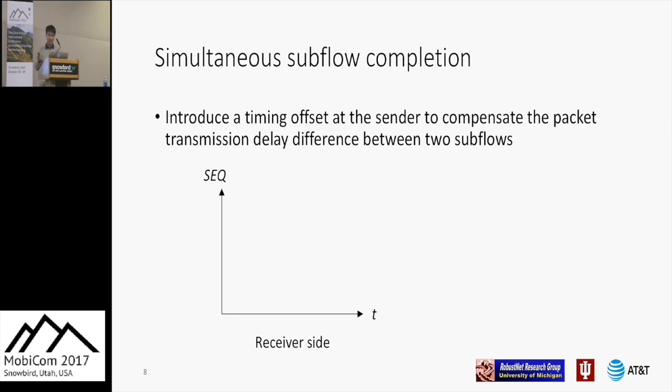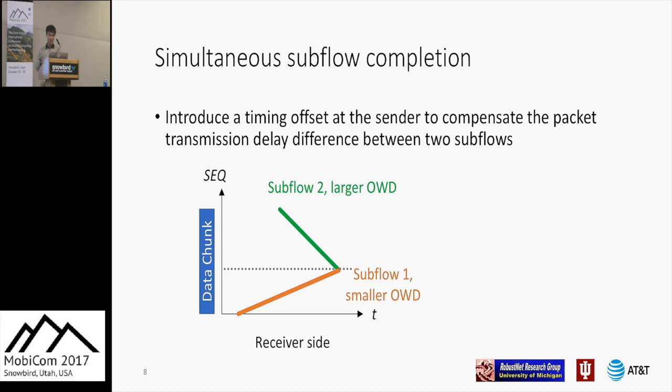Consider downloading a data chunk over two paths. In this figure, the x-axis is the time, and the y-axis is the sequence number in the data chunk. We have two subflows. Subflow 1, shown in orange, has smaller one-way delay, and subflow 2, shown in green, has larger one-way delay.